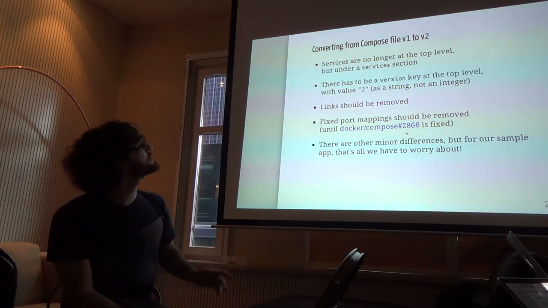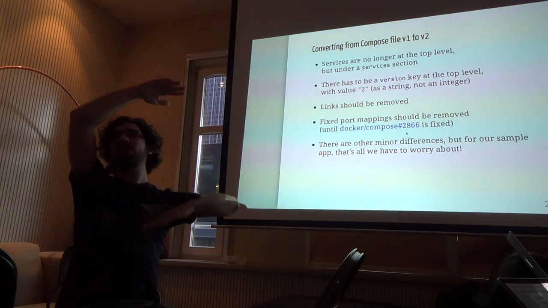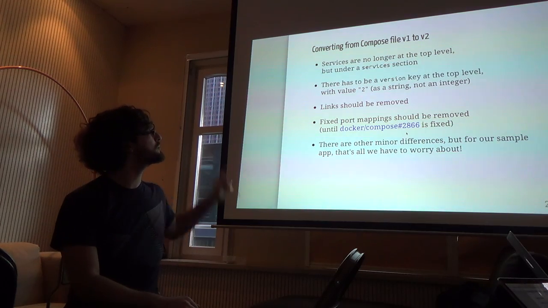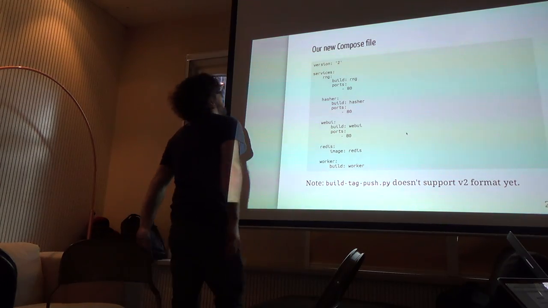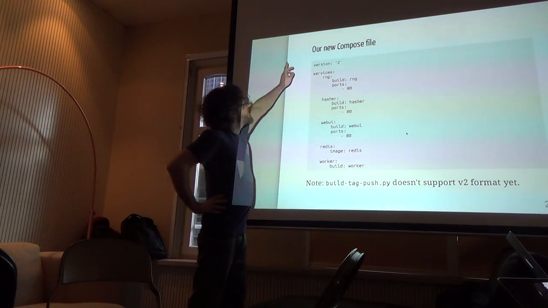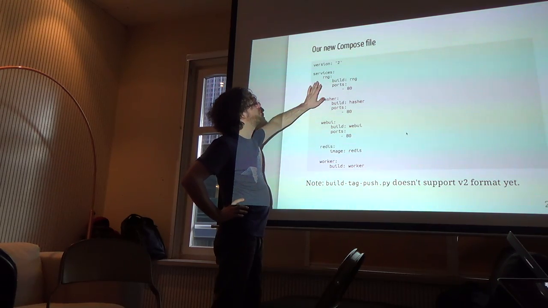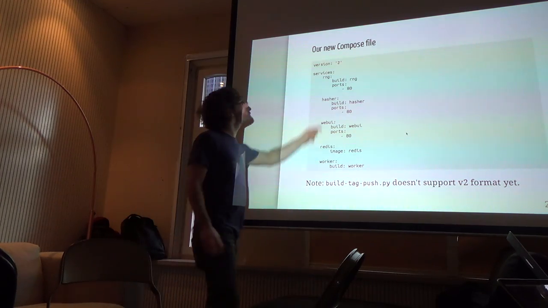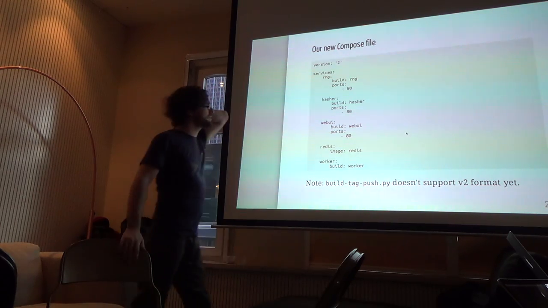If you have to convert from Compose V1 to Compose V2, it's pretty easy. All the things that were on the top level, you move them under a services section, and you put version: 2 as well. So, by now I think you recognize this Compose file. We have version 2, then services, all the services, and as you can see, we removed all the links from these files. We don't need them anymore, because now automatically, this will be reachable under the name rng, this will be reachable under the name hasher, and so on.